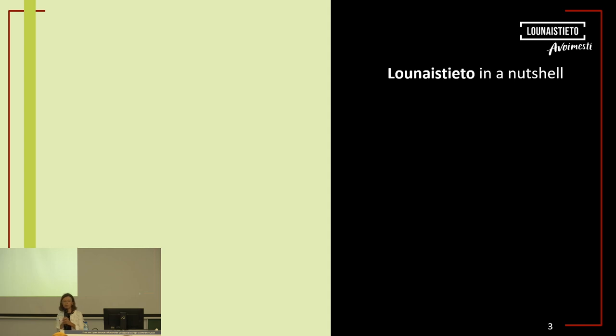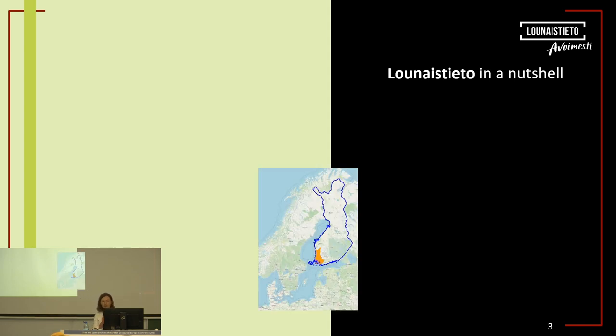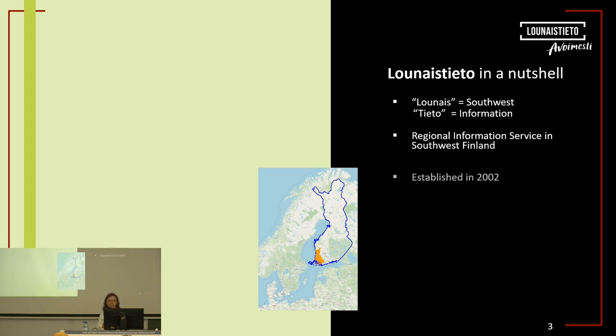Lounaistieto is a non-profit organization. It is a regional information platform in southwest Finland. It is actually a part of the regional council. What Lounaistieto means: the word contains two parts. Lounais means southwest, and tieto means information. Lounaistieto was established in 2002, already more than 20 years ago.